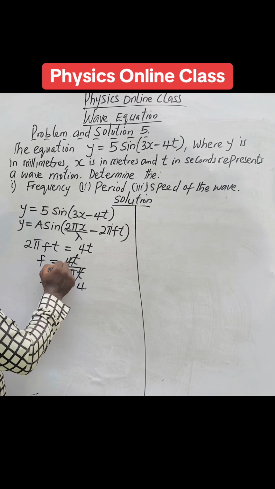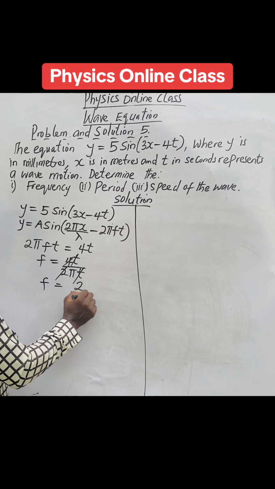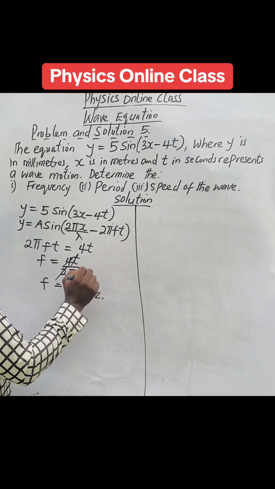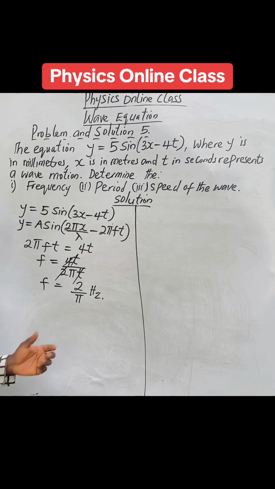So f is equal to 4 over 2 pi. 2 will go, all right? So we have 2 over pi. 2 into 4 is 2, then pi. So this is the value for the frequency, a very easy one, okay? So let's take the next one. So we should find the period.